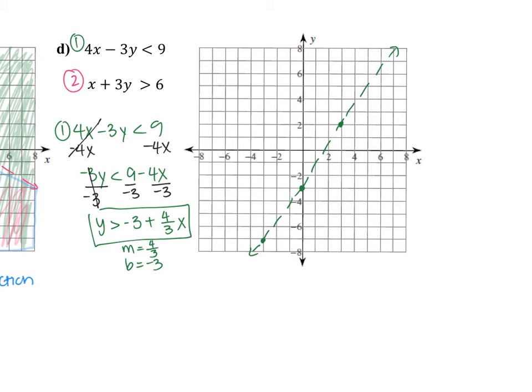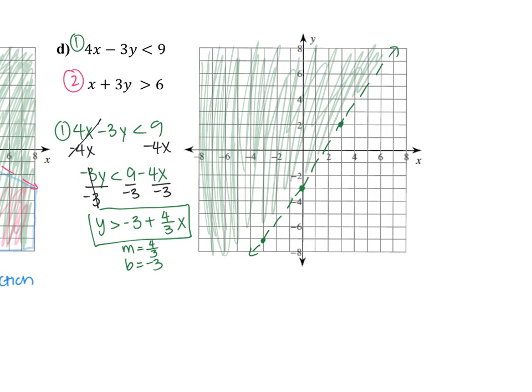From here, I'm going to do my shading. So looking at this equation, this says y is bigger than this equation. If y is bigger, we're going to be shading above this line, because here's all the positive and the big y values are positive. So we're shading above.